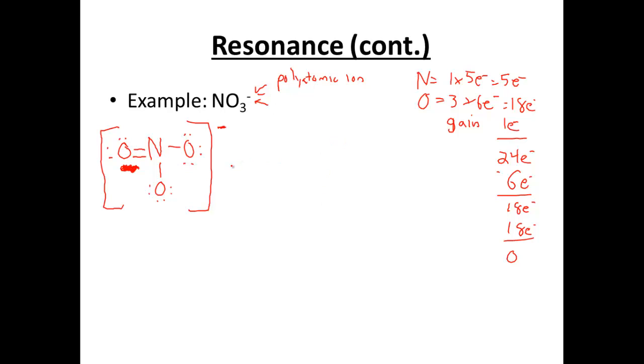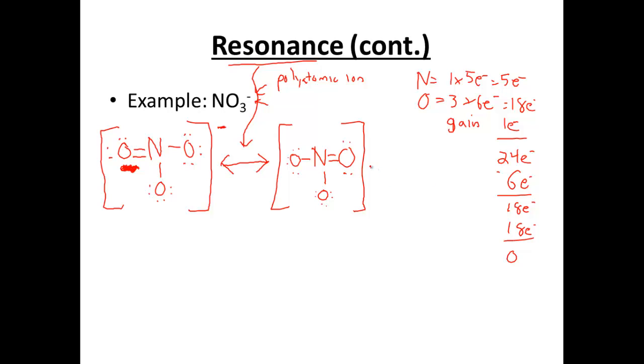Now what we're going to show with resonance is a double-headed arrow, which is our symbol for the resonance. And what it's going to do is we can redraw and show that nitrogen also could have double bonded to a different oxygen. Or we could go as far to say that instead it could have double bonded to that one, with the negative sign there, or it could have double bonded to the bottom oxygen, leaving the other oxygens with 3 lone pairs of electrons.